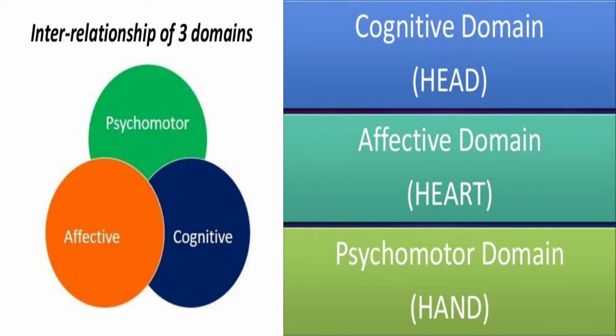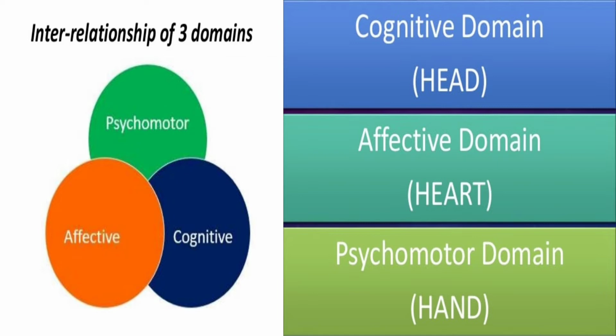Cognitive is related to the head, where your knowledge part is related. Whereas your affective domain is related to the feelings, thoughts and emotions that you gain towards learning a particular subject or content. And your psychomotor domain helps in the development of your skills, like the coordination of the hand muscles in drawing. How do you dissect a frog or a flower or something like that? So it is related to the psychomotor domain, that is your hand coordination.